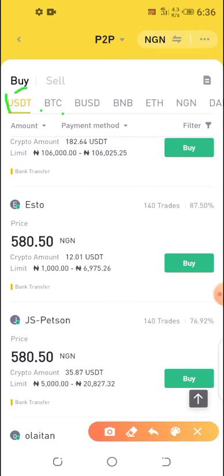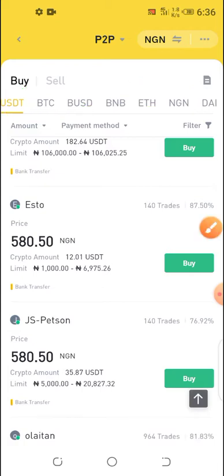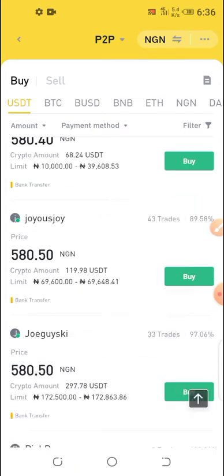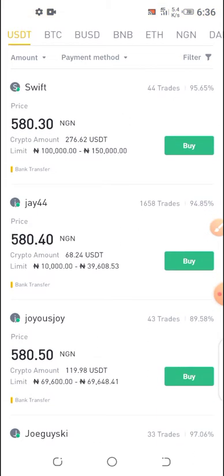You could also have BTC, BUSD, BNB, ETH, Ethereum, NGN, which is Nigeria Fiat, and DAI. So all these are common cryptocurrencies that you can buy directly P2P. So what it means is that somebody has to sell, and so you come here, you look at the advertised rates, you select the one you prefer, the quantity that falls within what you want to buy.